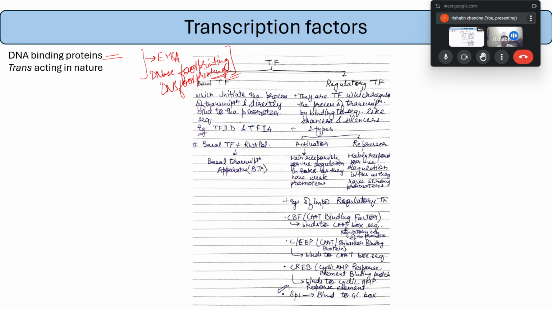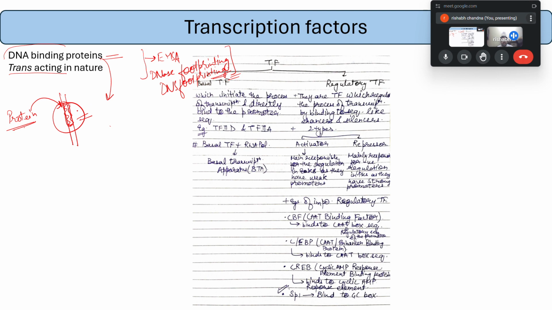So starting with these particular proteins that we see are trans-acting in nature. What is the meaning of trans-acting? This means that if this protein is present in vitro, for example, and the particular DNA sequence that it recognizes is also present, then this protein, irrespective of the environment, will bind to this particular sequence. That means wherever this protein finds this particular DNA sequence, it will bind.